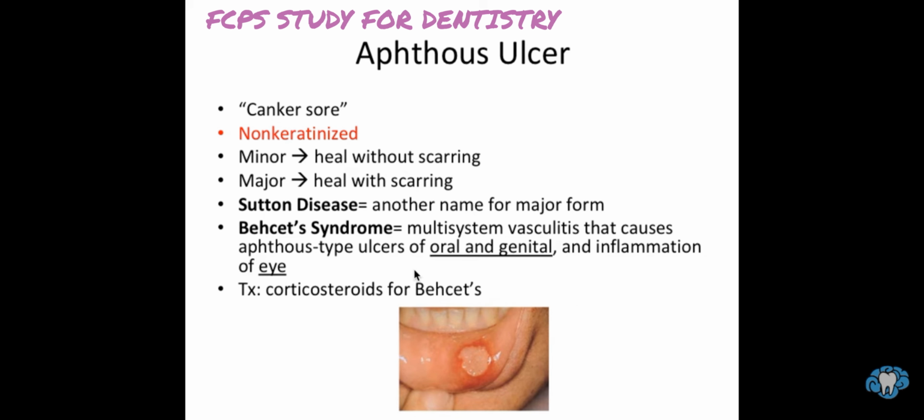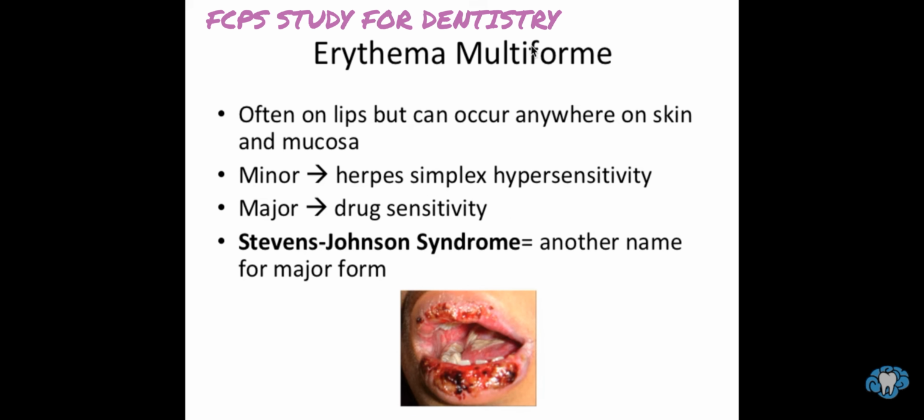So that's aphthous ulcer. Next we have erythema multiforme, which often occurs on the lips, but can occur anywhere on the skin and mucosa. So it's pretty messy looking. This is one maybe more serious example of it. We have minor form and major form yet again. The minor form is related to a herpes simplex hypersensitivity, whereas the major form is related to a drug sensitivity. So again, another pretty simple thing, but worth committing to memory.